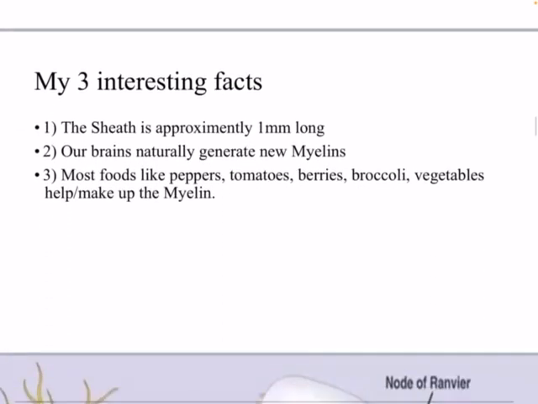My 3 interesting facts. The sheath is approximately 1 millimeter long. Our brains naturally generate new myelin sheaths, and most foods like peppers, tomatoes, berries, broccoli, vegetables make up the myelin sheath.